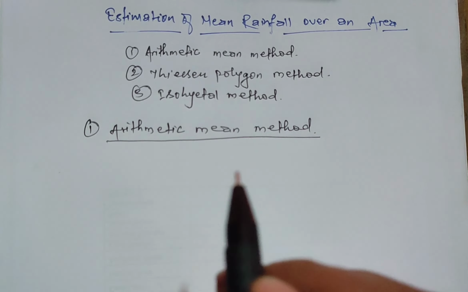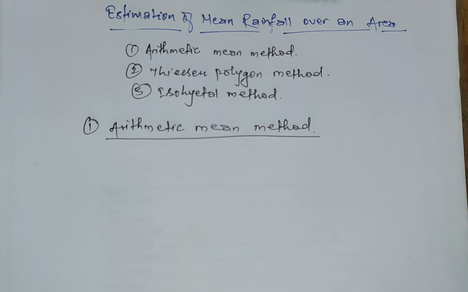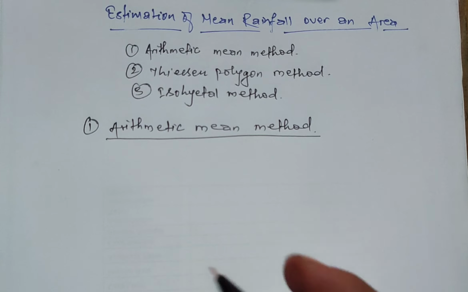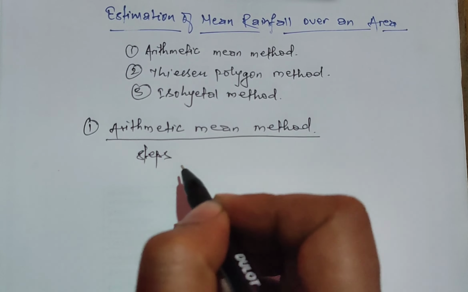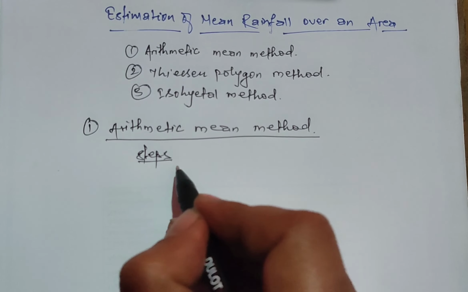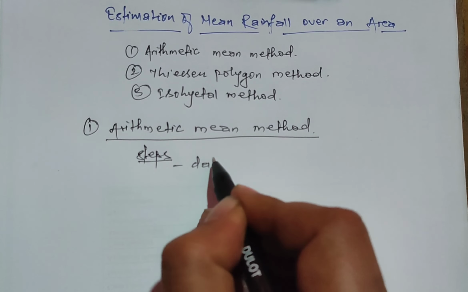So let's start with the Arithmetic Mean Method. Arithmetic Mean Method is a simple way to estimate the mean rainfall over an area. This method involves adding up all the rainfall values for a given period and dividing the sum by the number of observations. Here are the steps to estimate the mean rainfall using the arithmetic mean method. The steps are: at first we'll collect the data.